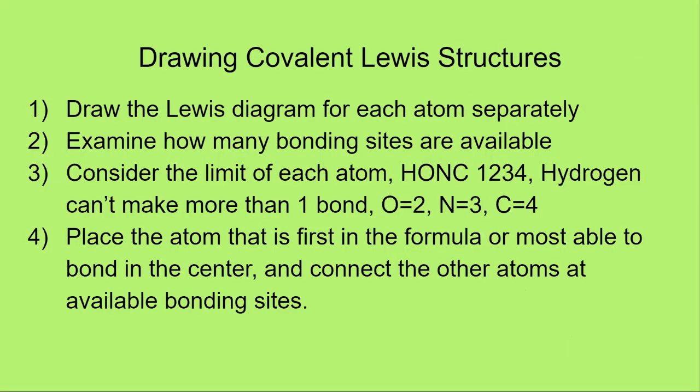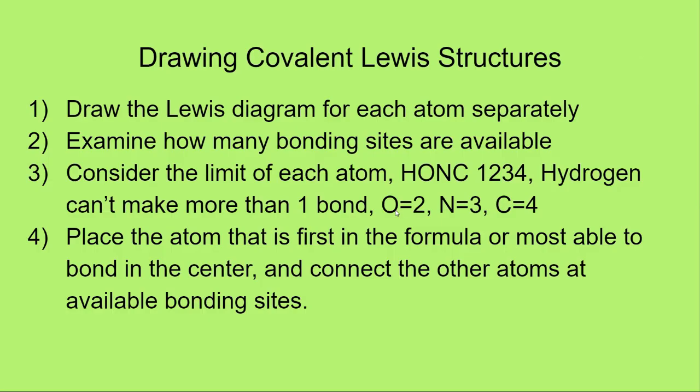All right, now this section actually does have steps. So I would have expected to see some version of steps written in your application section to make sure you know how to do this. And I do show you the steps, right? Step 1, draw the Lewis diagram for each atom. Step 2, look at the actual Lewis structure and try to figure out how many bonds that atom can make and where those bonding sites are. Step 3, make sure you don't go past the limit, right?